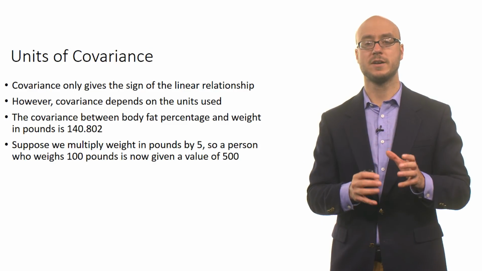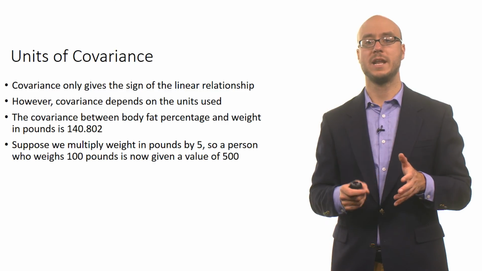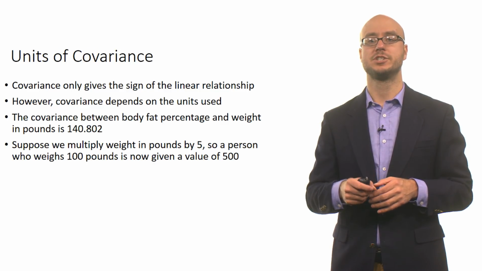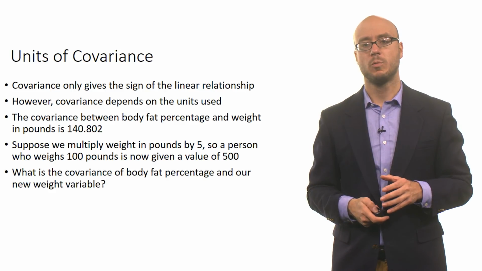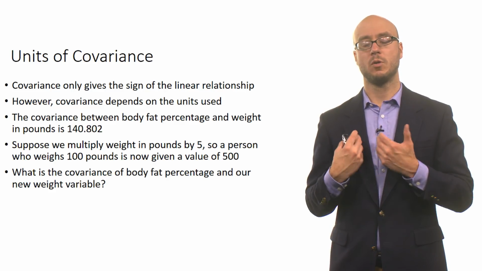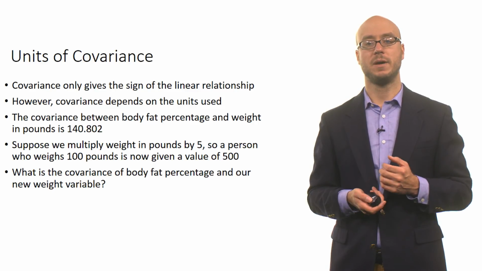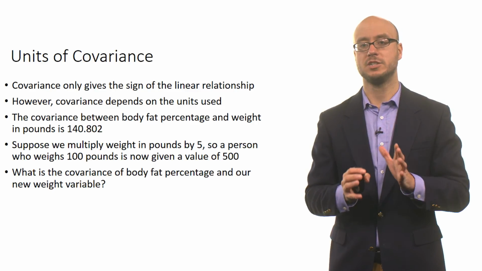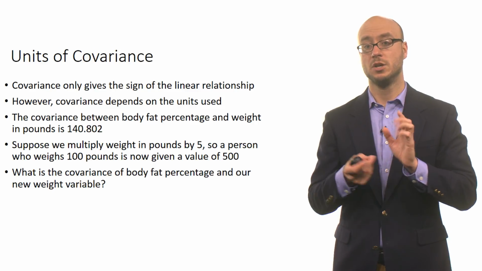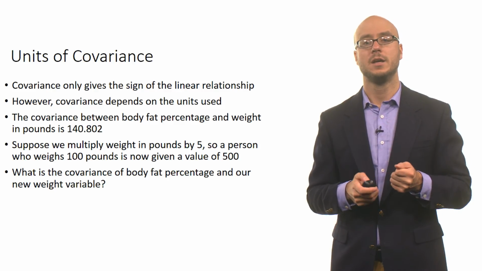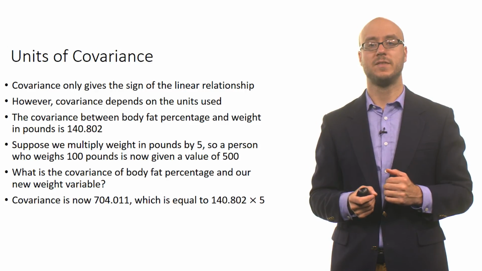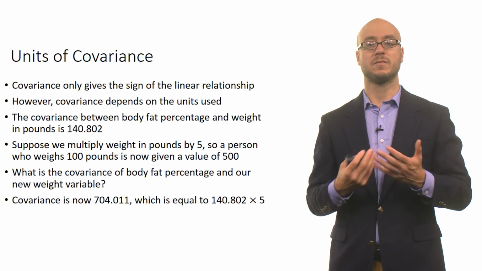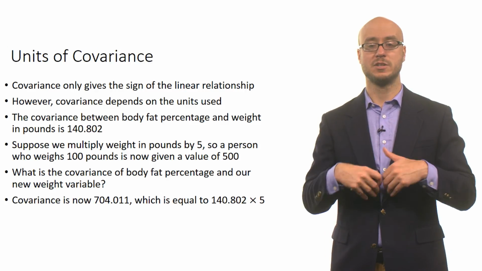The original covariance is expressed as 140.8 body fat percentage times weight in pounds. Those are the units. What happens when we multiply weight in pounds arbitrarily by 5? It's not going to fundamentally change the relationship between x and y. But the covariance will inflate by a factor of 5. The covariance is now 140.8 times 5, which is 704.